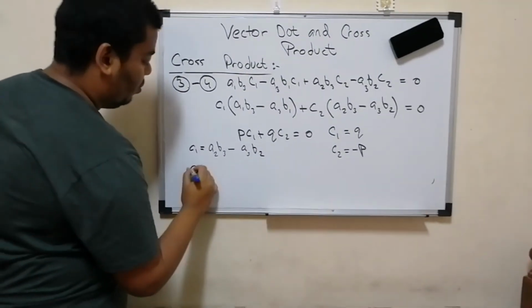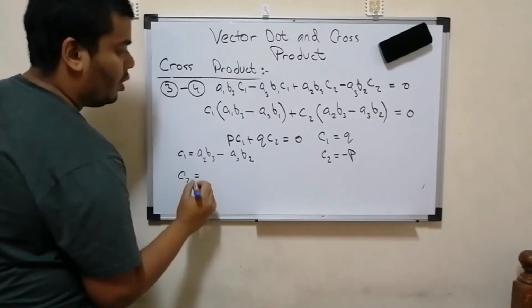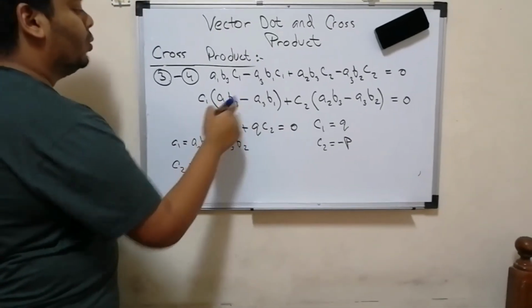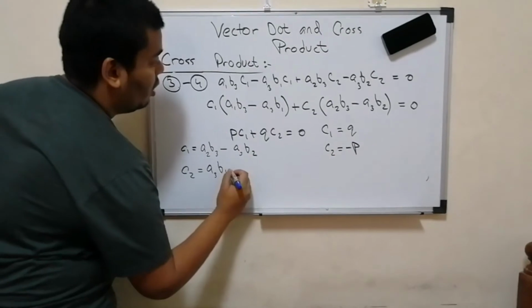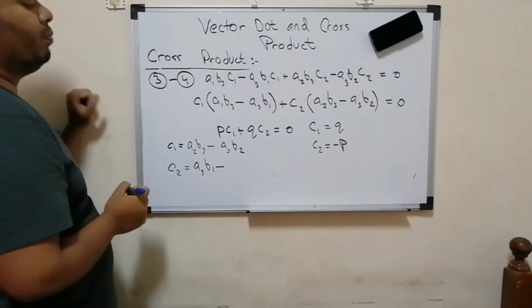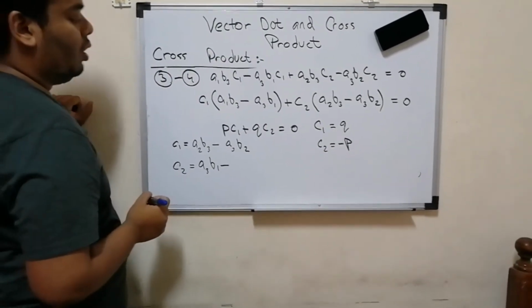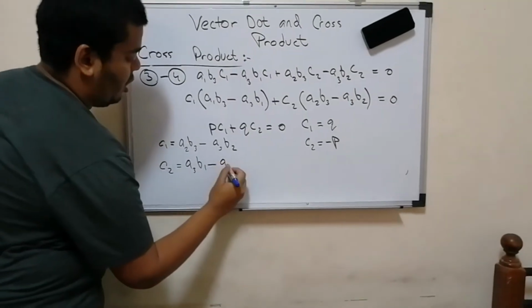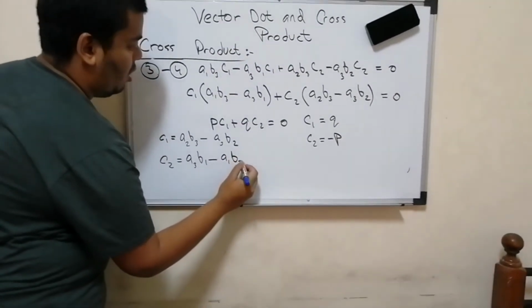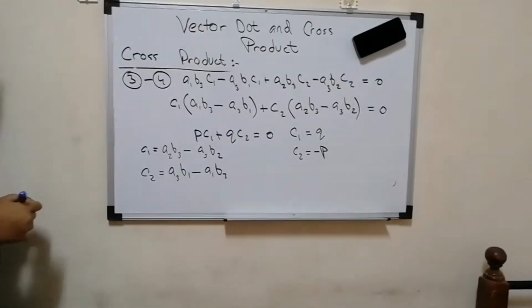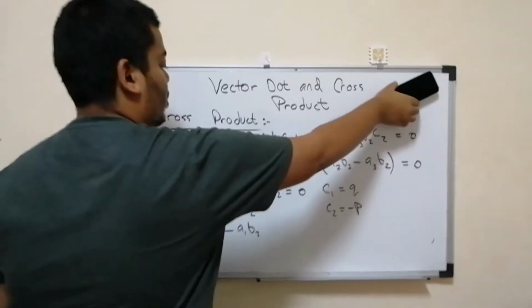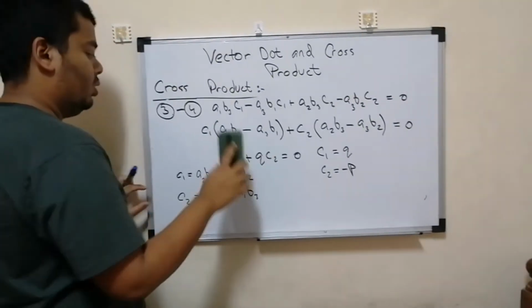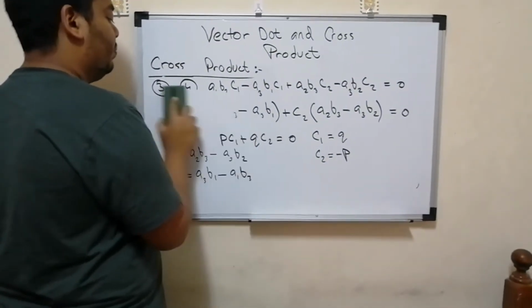And our C2 will be negative P, so it will be A3 B1 minus A1 B3 right there. Okay, so let's remove this all from here.